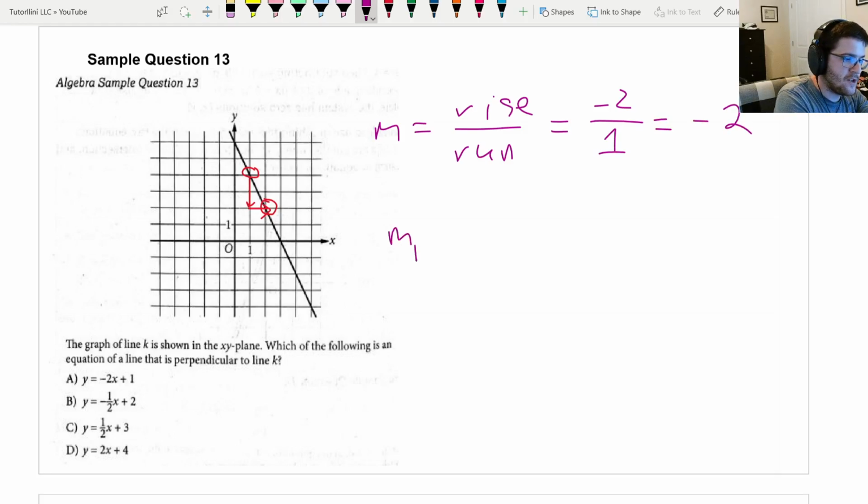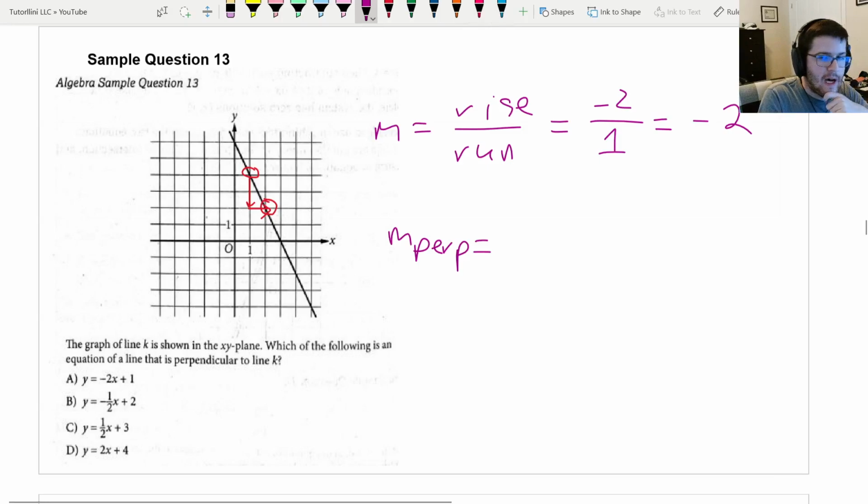The perpendicular slope is the opposite reciprocal. So flip it and change the sign. So it's negative, so I'm going to make it positive. And I'm going to flip it so that instead of 2 over 1, it's 1/2. So that's the slope of the perpendicular line.